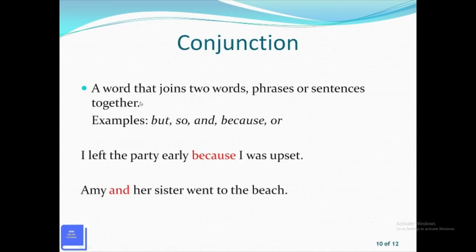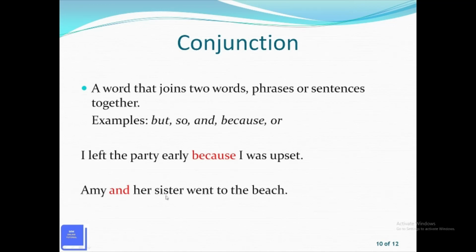Let's move to the next part of speech. Conjunction. A conjunction is a word that joins two words, two phrases or sentences together. Example: but, so, and, because, or. I left the party early because I was upset. So because is here the conjunction. It joined two sentences: I left the party early, and I was upset. So it joined two sentences here.